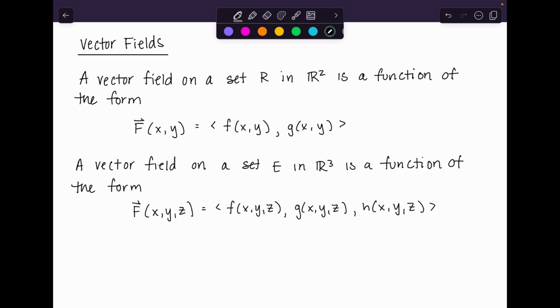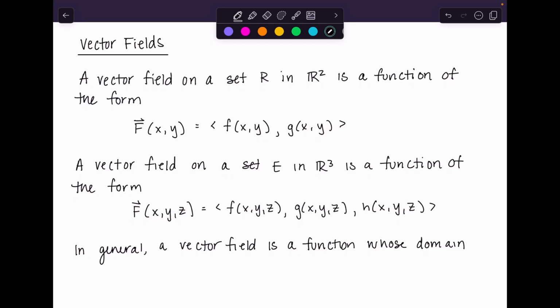So basically the idea behind a vector field is your domain is going to be a point, but you're always going to get vectors as the return. So that is the range. So in general, a vector field is a function whose domain is a set of points and whose range is a set of vectors.